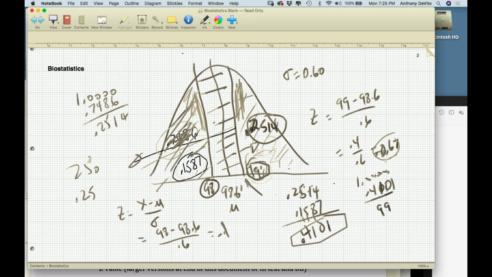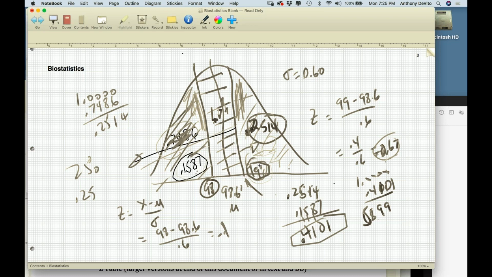Let's see, 9, 8. Let's see, 0.5899. Is that right? I think that's right. That's going to be 58.99, about 60% of the distribution is going to be in here.